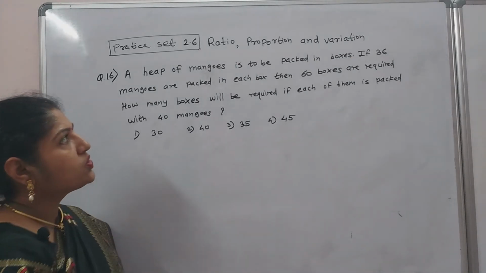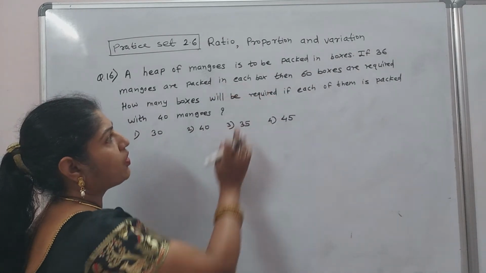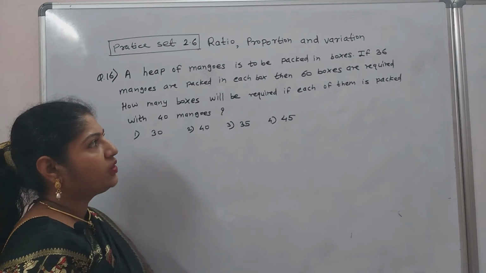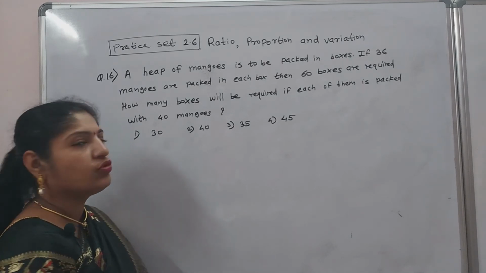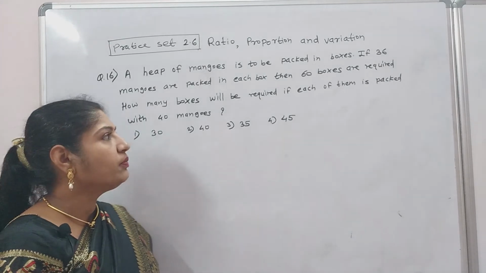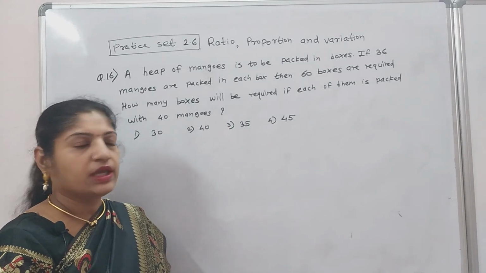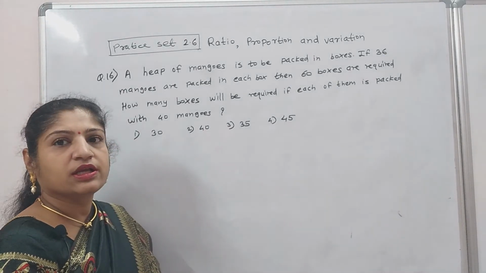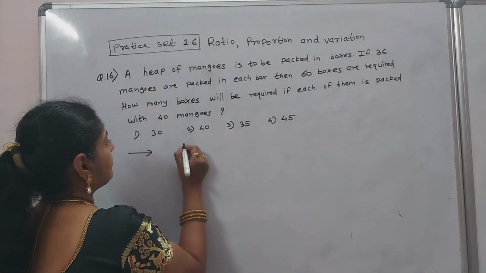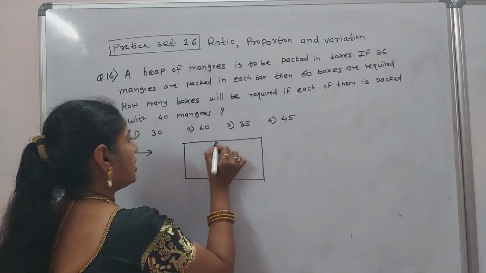A heap of mangoes is to be packed in boxes. If 36 mangoes are packed in each box, then 60 boxes are required. How many boxes will be required if each of them is packed with 40 mangoes? This is an example of inverse variation. If the number of mangoes is increased, the number of boxes reduces. If the number of mangoes decreases, the boxes increase. This is an example of inverse variation. The product of the two quantities is equal.